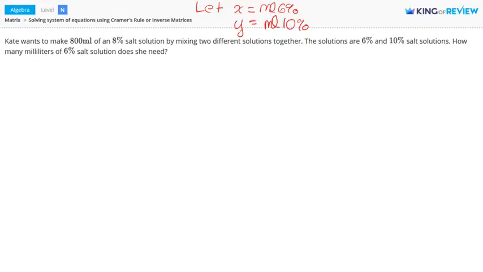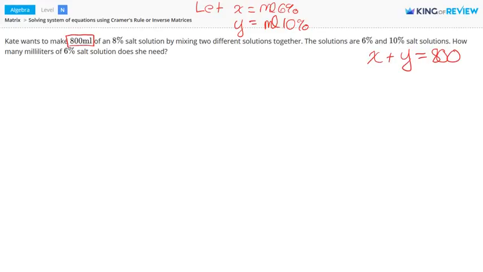Well, we see here that she wants to make a total of 800 milliliters. So the total volume that she wants is 800 milliliters. So this will consist of the volume of 6% and the volume of the 10%. So if we add the volume of 6%, x, plus the volume of 10%, which is y, this should equal a total of 800 milliliters. So this is our first equation, x plus y equals 800.